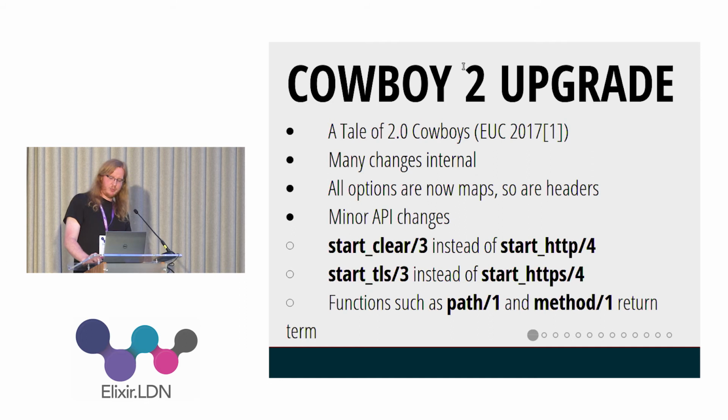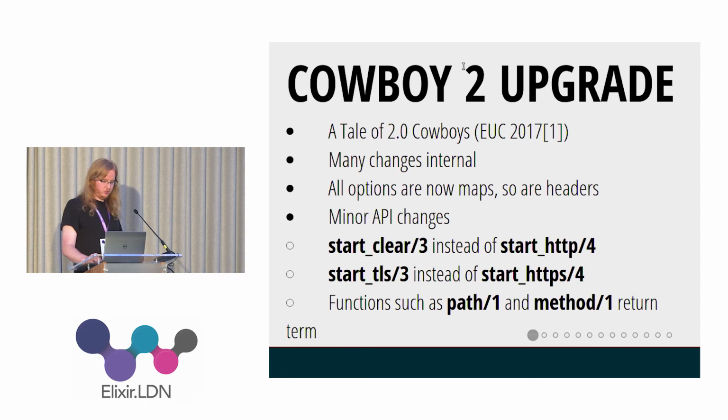So start_http is gone and there's start_clear instead. And you can see the arity has changed as well. So the number of acceptors argument, which was the second argument, has been dropped. You can now configure that with Ranch instead. And the same with start_tls as well. So start_https is gone and start_tls is in its place.